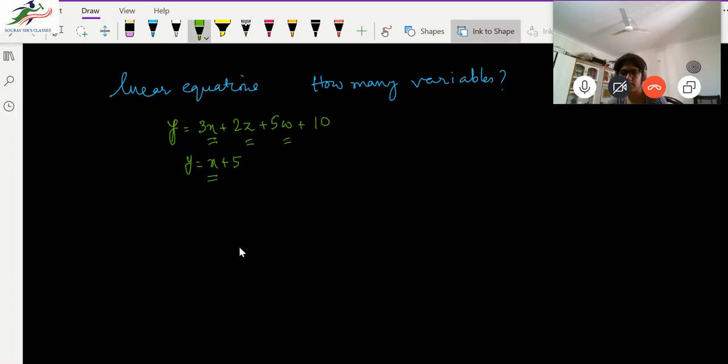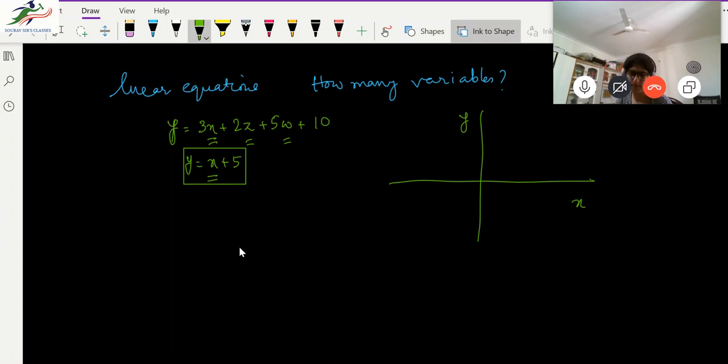Right? So, if we have to visualize this, we can plot this on a two-dimensional plane, which is x and y. So if I take the first equation, y equal to x plus 5, right? The graph would be what? A straight line.